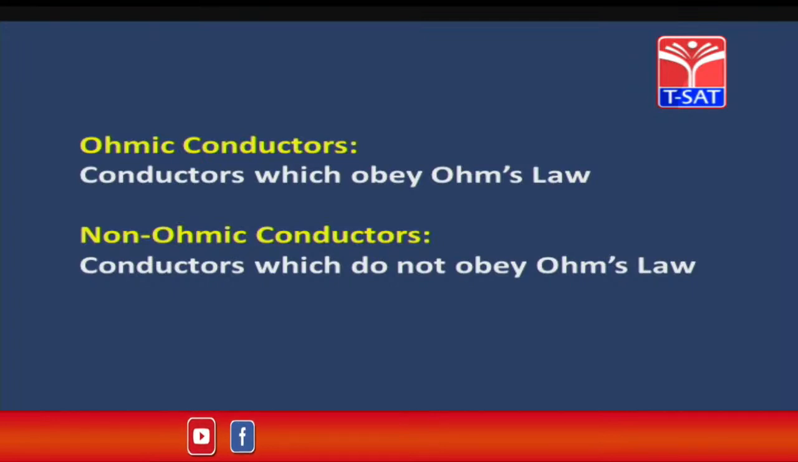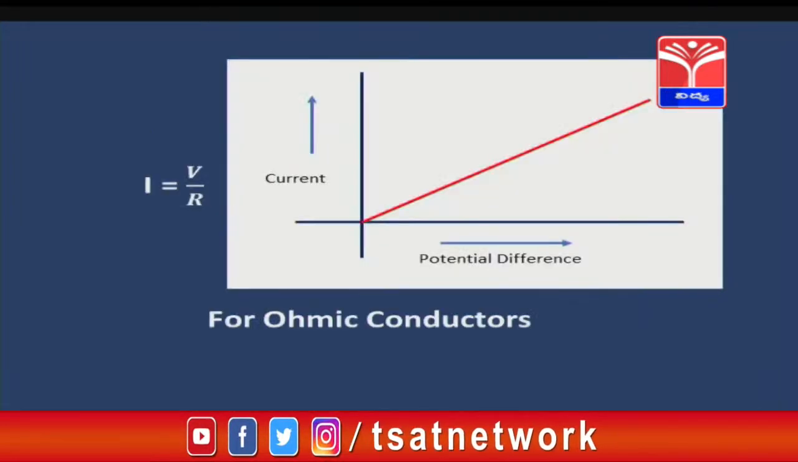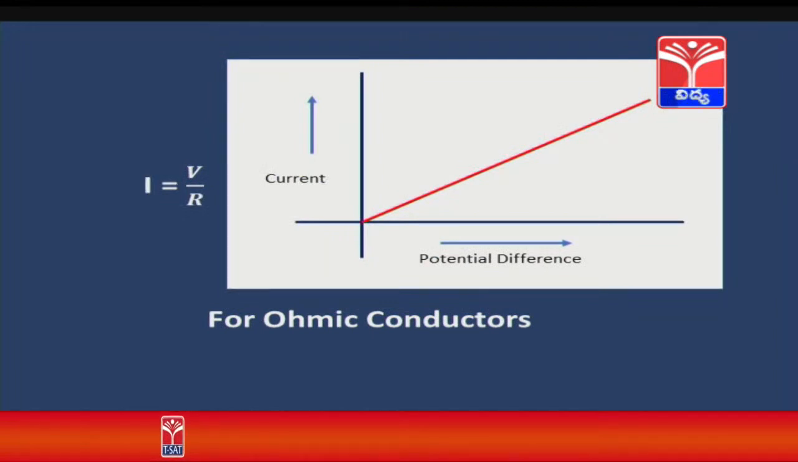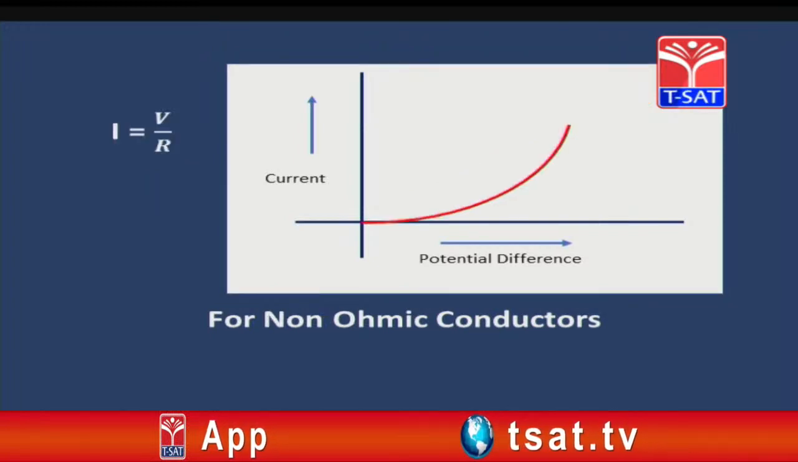We discussed ohmic conductors which obey Ohm's law, and the conductors which do not obey Ohm's law are called non-ohmic conductors. The graph for current versus potential difference will be a straight line for ohmic conductors, whereas the graph for current versus potential difference is non-linear for non-ohmic conductors.